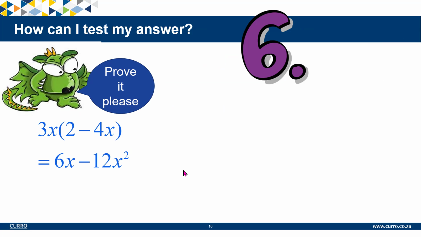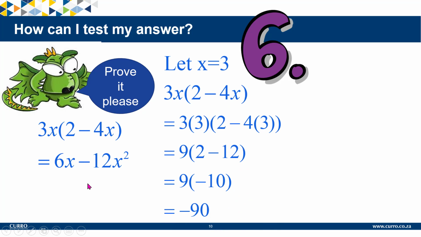In example 6, Zoot wants us to prove this. I love that. So we simplified this expression to this one. It means the two expressions are equivalent. But how do we know if we are correct? We can use substitution. So choose any number for x. Let x be 3. Then we'll substitute 3 for x in this expression.